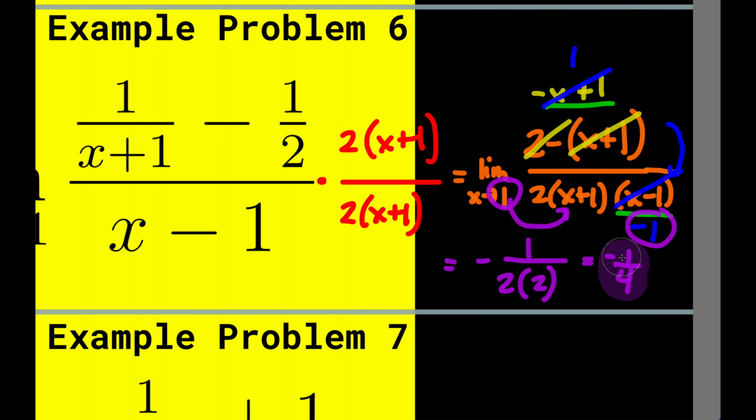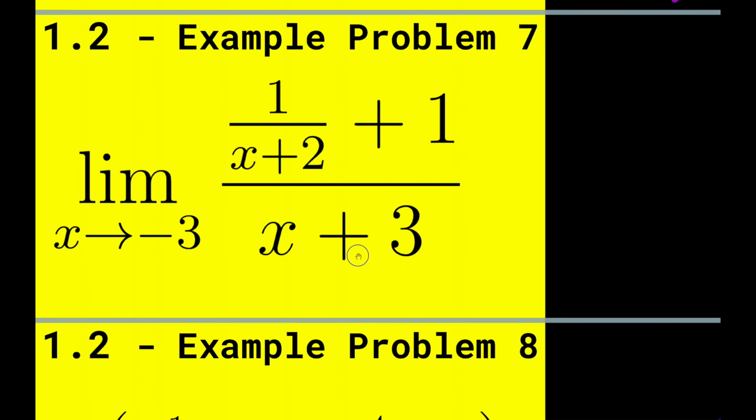So the main thing is, it's a complex fraction. You don't want a fraction over a fraction, so multiply to get rid of the denominators. If you notice, after I do this red step right here, the orange step is just similar to all the other problems that we've done already. It's just that extra step of getting rid of the denominators to make the problem solvable. Okay, onward to example problem number 7.